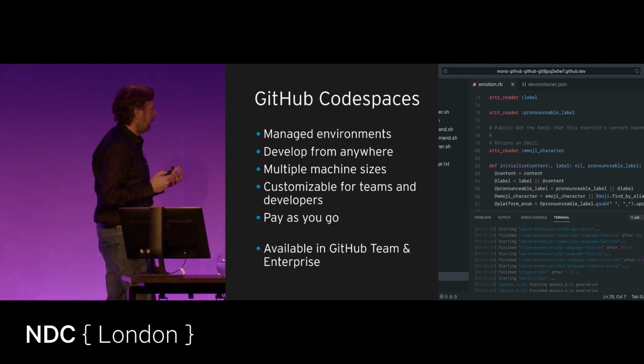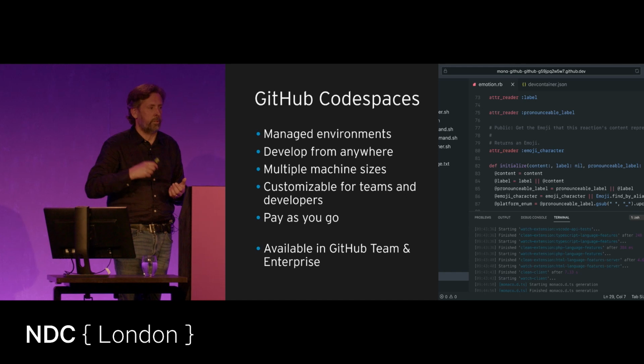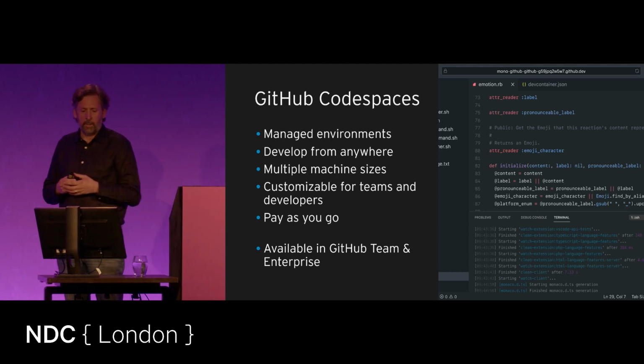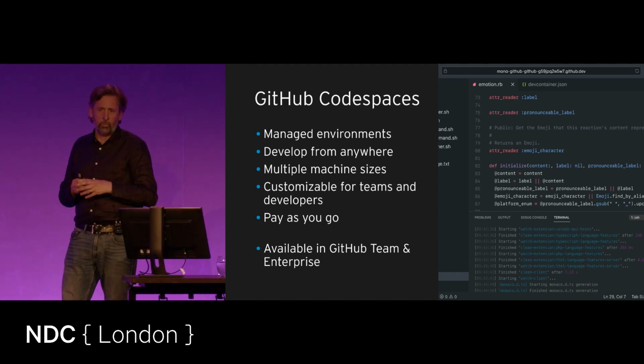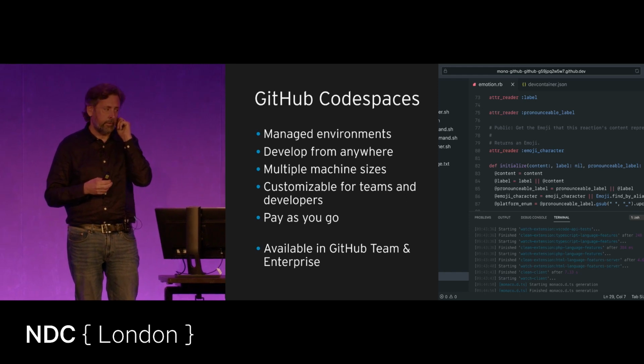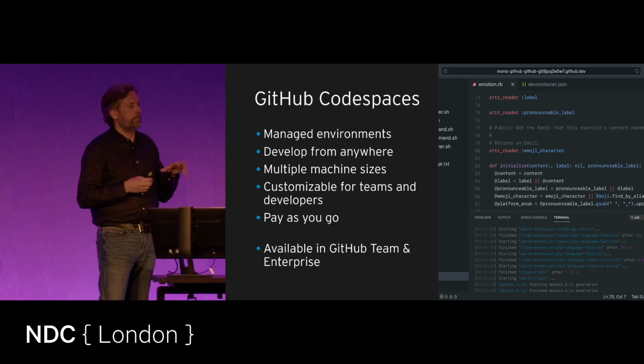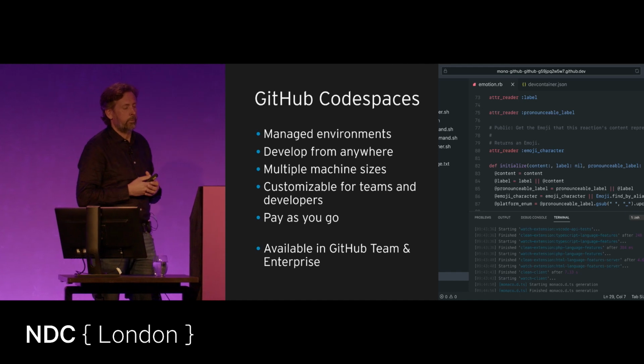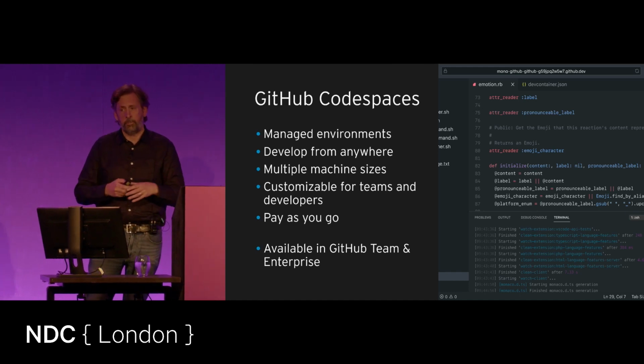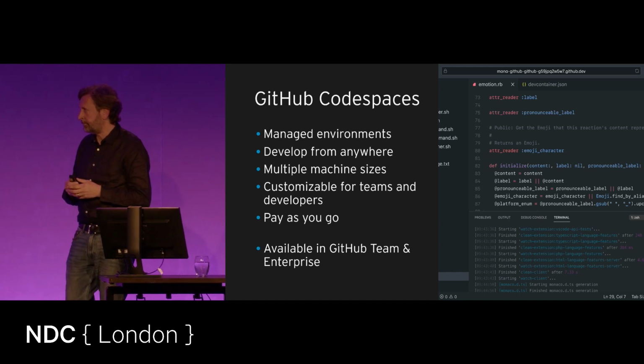And as I said, you pay as you go. You pay for these machines for the amount of time they are up and running. And this is part of a GitHub team or enterprise licensing level. But you can also request it if you have a GitHub personal account to try it out there. And that's what I'm using for this session.